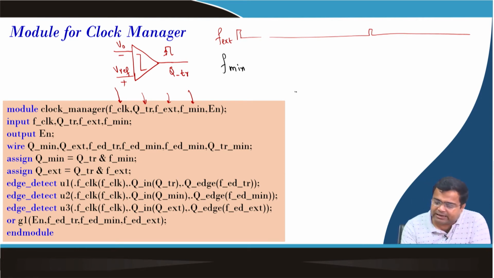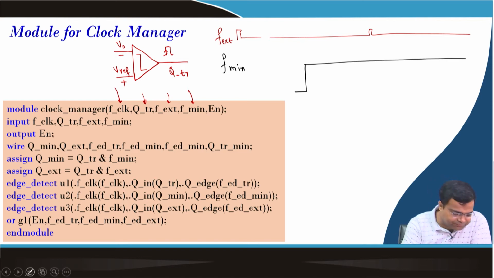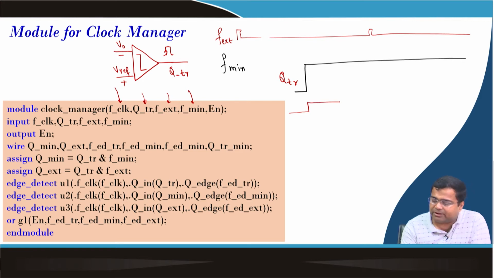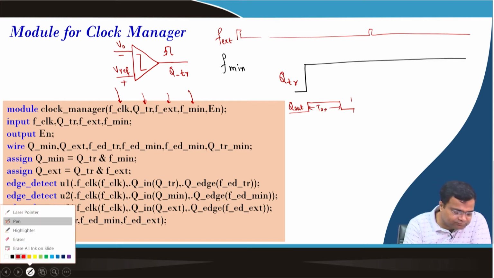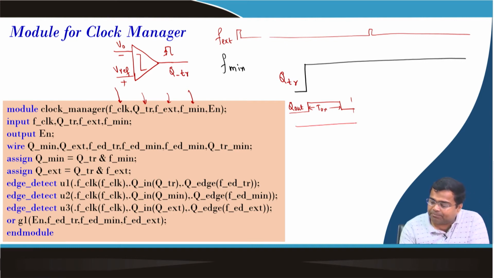What I am saying is, if QTR is high for a long time, so the first time this is your QTR, for example, the monoshot timer will be enabled, and then it will be disabled for the minimum time. Now, this is your Q out, this is your T on, but after that T on, your F min will be generated. It will check, and since QTR is high, it will create a pulse again.